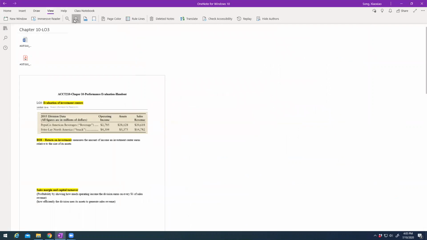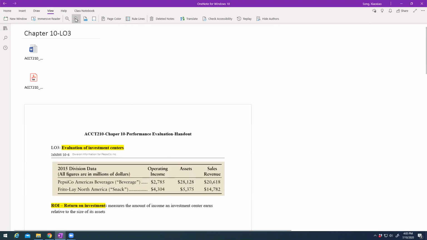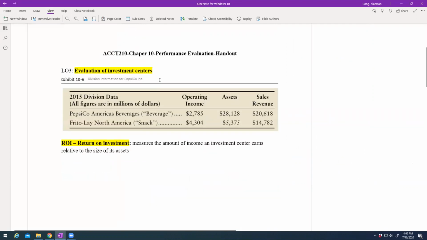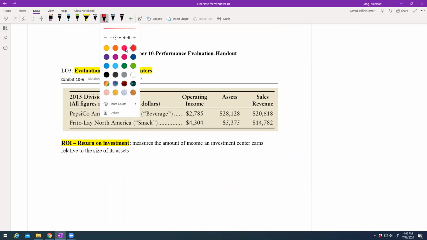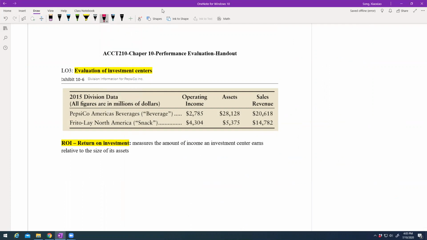I make this a little bit larger so you can see it. Our focus is on the investment center. I hope you still remember the meaning of investment center. It will be evaluated based on what? Based on cost, revenue, profit, and then investment. And then how do we evaluate them?